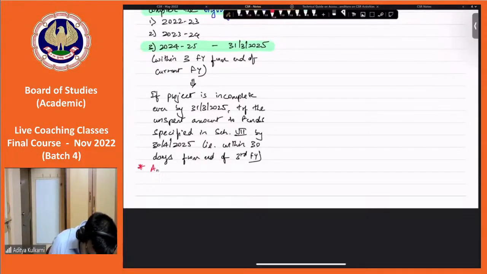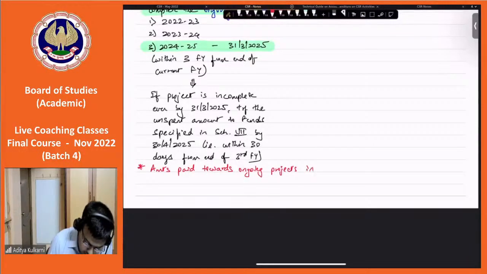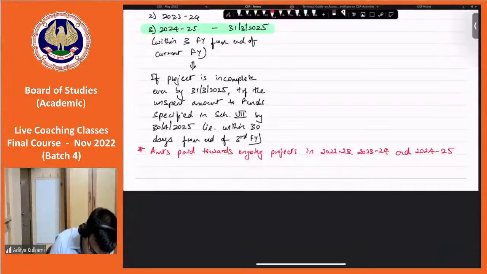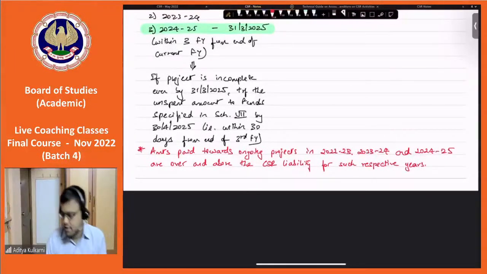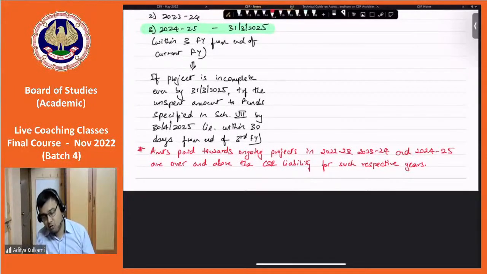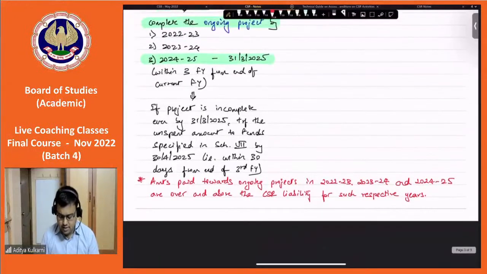Okay, amounts paid towards ongoing projects in 22-23, 23-24 and 24-25 are over and above the CSR liability for such respective years. Okay, so I hope that part is clear. It's not going to form a part of CSR of those years. It's over and above that. Okay, so this is important. Make a note of this.